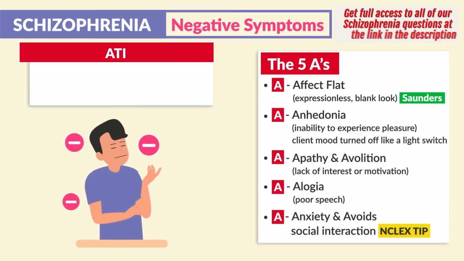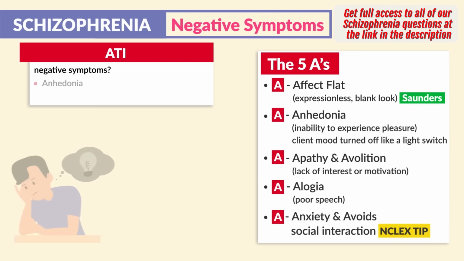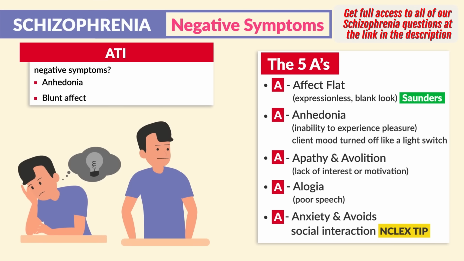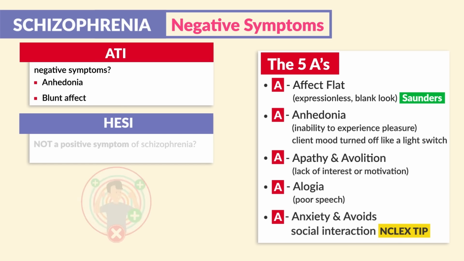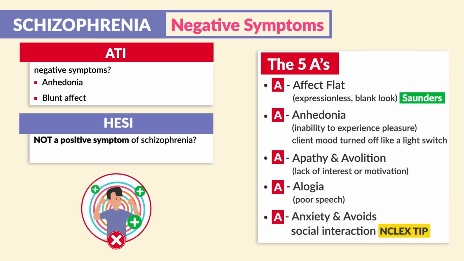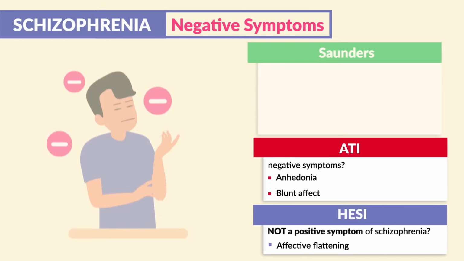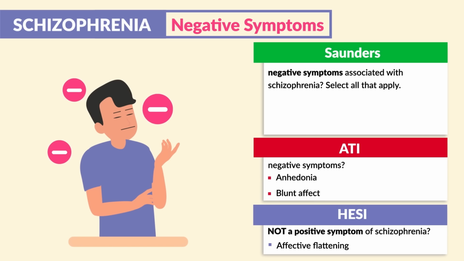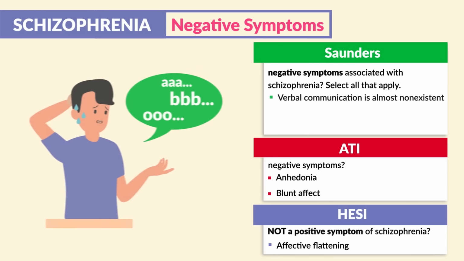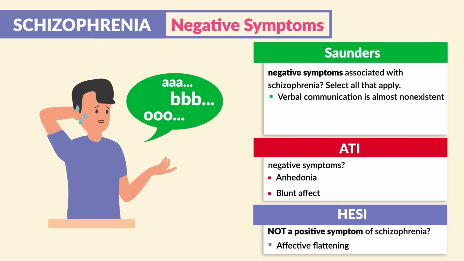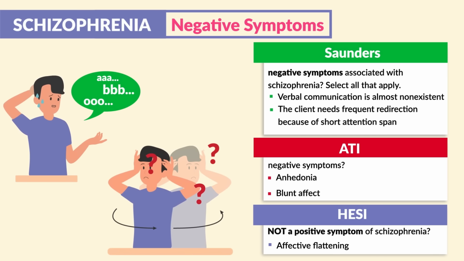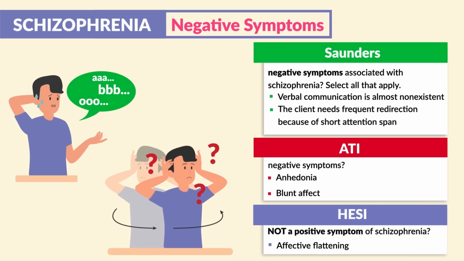So ATI mentions negative symptoms, anhedonia, and a blunt affect, or that flat affect. And HESI mentions what is not a positive symptom of schizophrenia, affective flattening. Yes, this is considered a negative symptom. And Saunders mentions negative symptoms associated with schizophrenia. Select all that apply. Verbal communication is almost non-existent, and the client needs frequent redirection because of a short attention span.